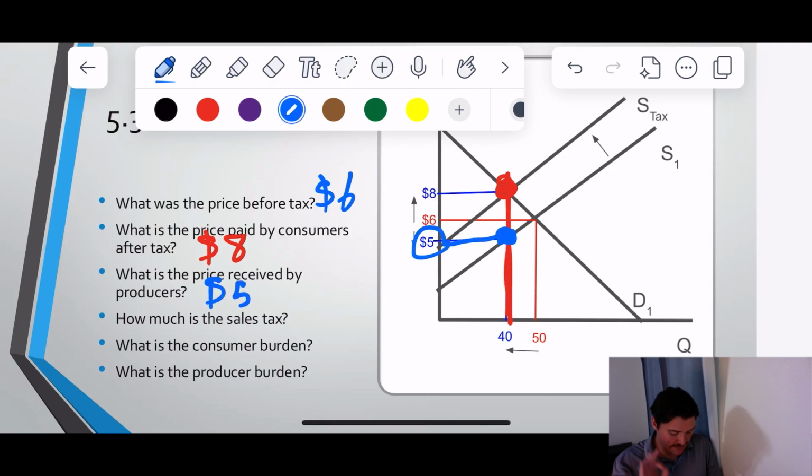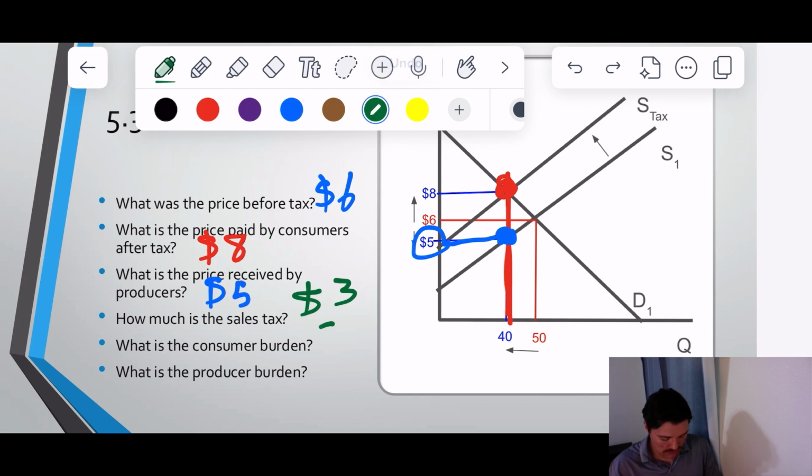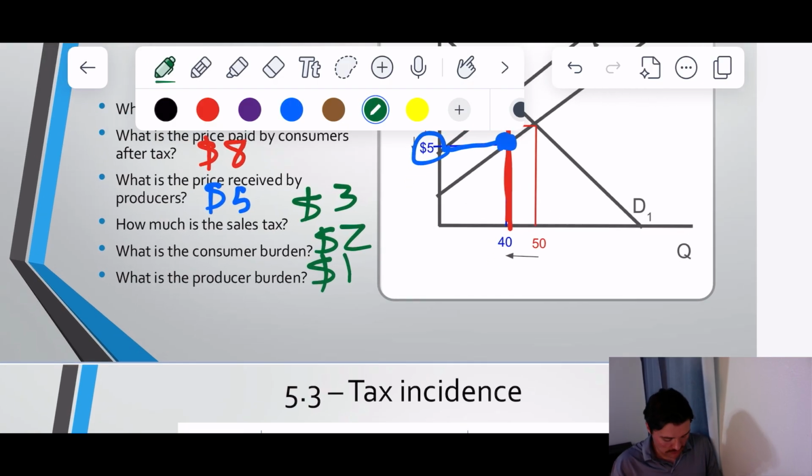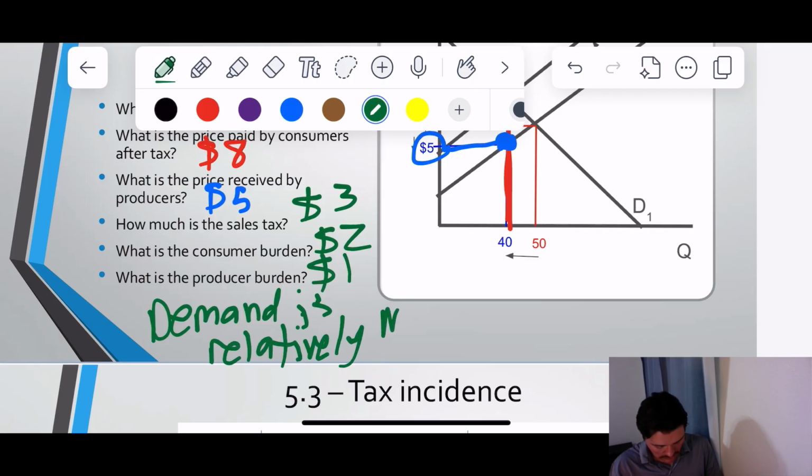All right, so how much is the sales tax? Consumers pay 8, producers keep 5, so the tax is 3. How much is the consumer burden? They used to pay 6, now they're paying 8, so they are burdened by $2. The producer used to get 6, now they're getting 5, so they're losing $1. And so who is more inelastic? The consumer has more burden, so therefore the demand is relatively more inelastic.